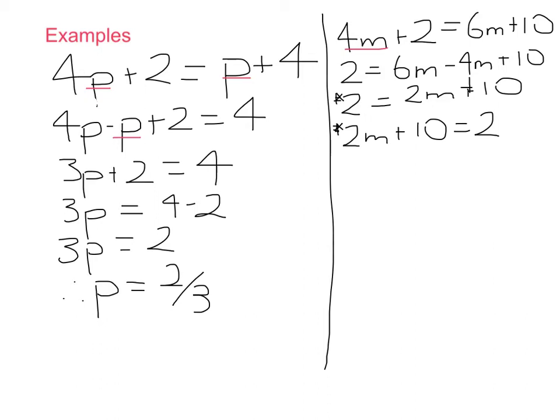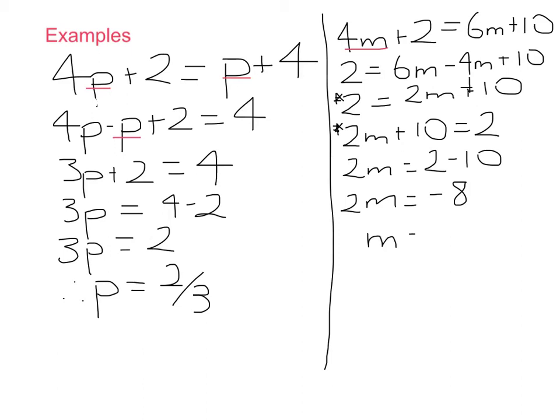Up to you. So now, as with before, we just perform basic operations. So, first thing, let's get rid of this 10. Let's do the inverse. 2m equals 2 minus 10. 2m equals negative 8. Okay, pretty straightforward. So if 2m equals negative 8, that's 2 of m. We need to find out what m is by itself.